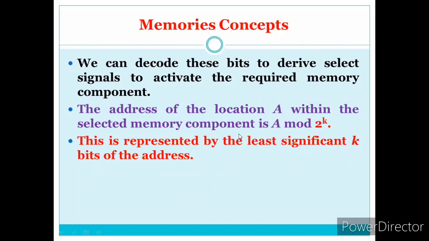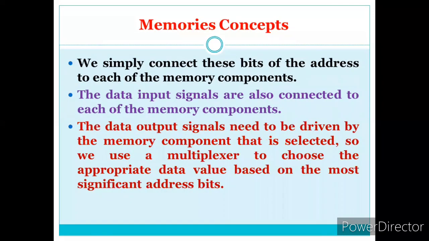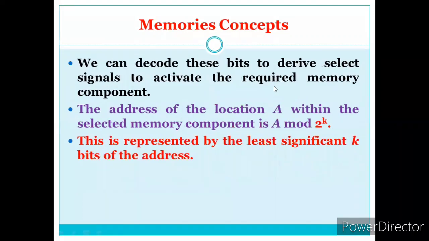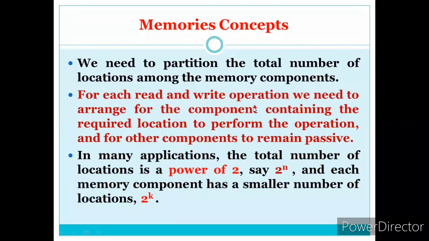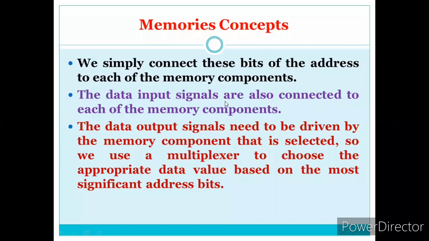So each individual memory component that you design has the least significant address bits, up to the k bits address. That's what we can design. If you observe here, we simply connect these bits of the address to each of the memory components, as in the previous figure, where addresses are connected to the respective memory locations. The data inputs are also connected to each of the memory components.